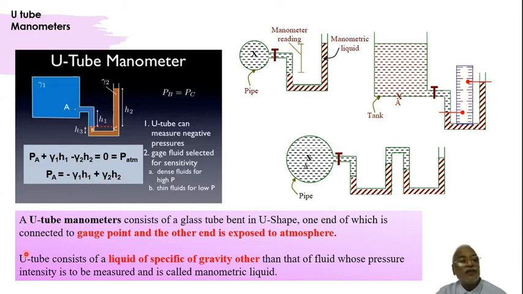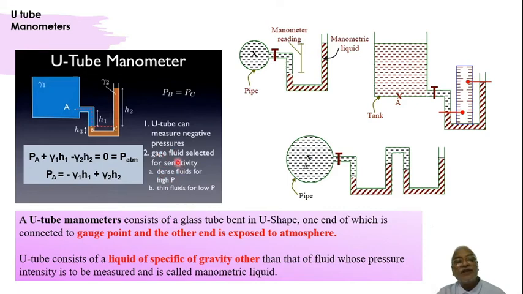Okay. So a U-tube manometer consists of a glass tube bent in U shape, one end of which is connected to a gauge point and the other end is exposed to atmospheric pressure. You can just see here. A U-tube consists of liquid of specific gravity other than that of the fluid whose pressure intensity is to be measured and is called a manometer. Means this liquid will be having a different specific gravity.